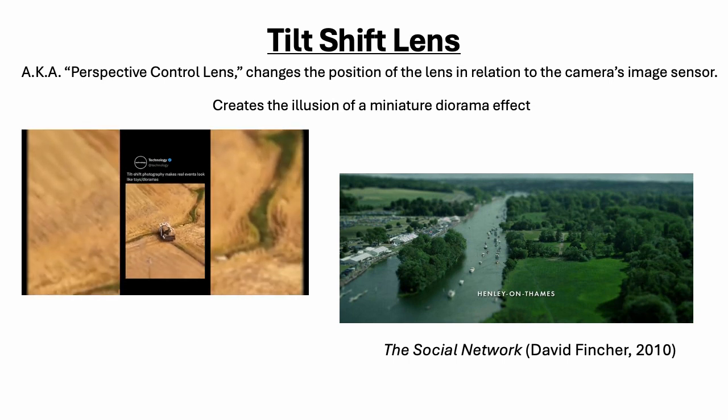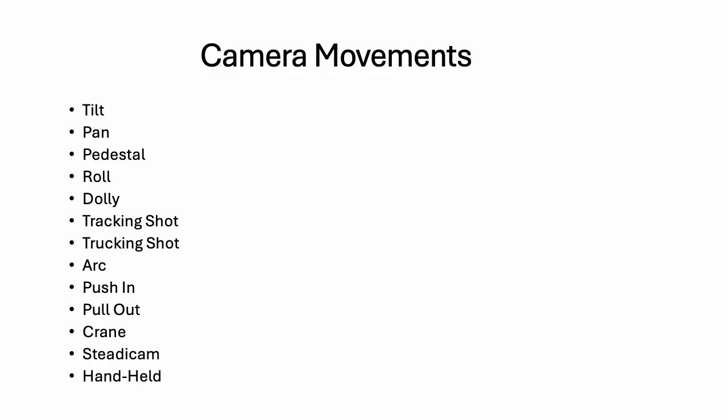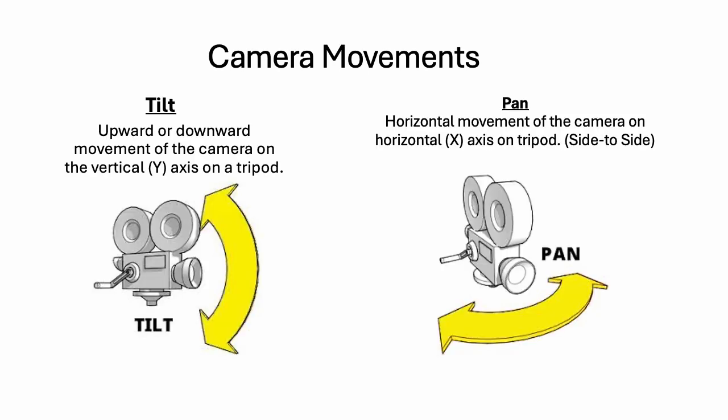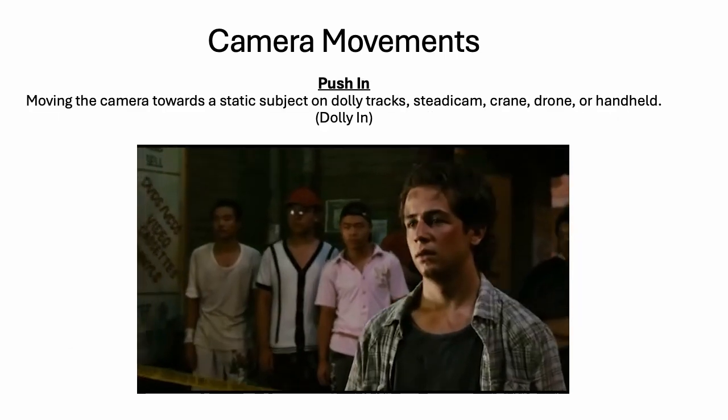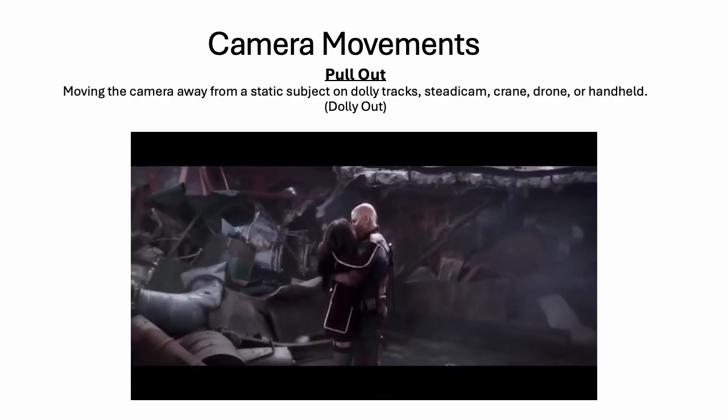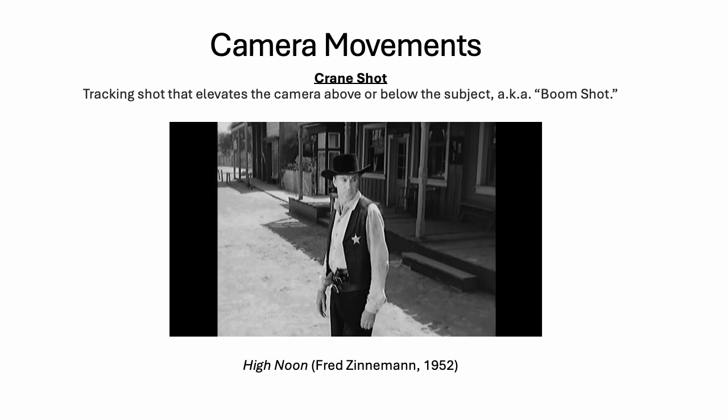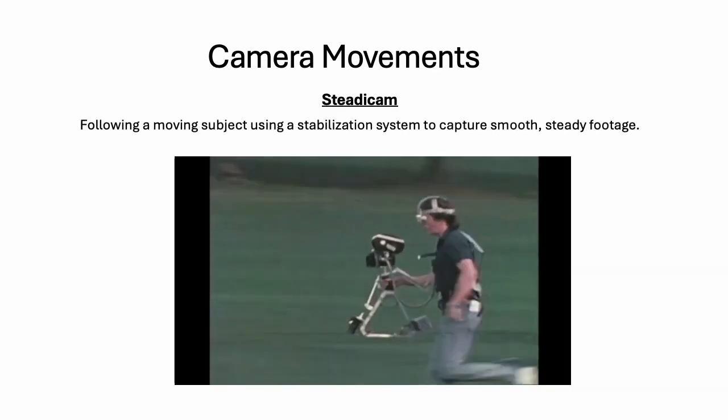Then there are the different camera movements. Now, this is when the camera moves, whether it's rotating on the tripod or moving on dollies or a Steadicam. The camera is moving closer or further away from the subject. The different types of camera movements include the tilt, the pan, tracking or trucking shots, a push in or pull out, and then there are crane shots or Steadicams or handheld shots.